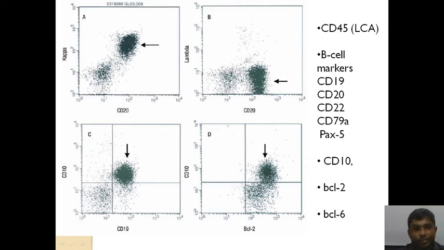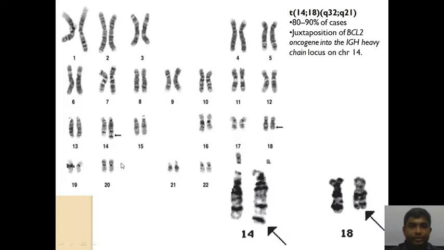This is the flow cytometry picture to show the immunophenotypic markers of follicular lymphoma. It is a B cell lymphoma, so B markers 19, 20, 22 are present. As you can see, this group marked by an arrow shows positivity for CD20, which is a B cell marker, and positivity for CD19, which is a B cell marker. In addition, it is positive for CD10. So this is a neoplasm which shows B cell markers in addition to CD10.